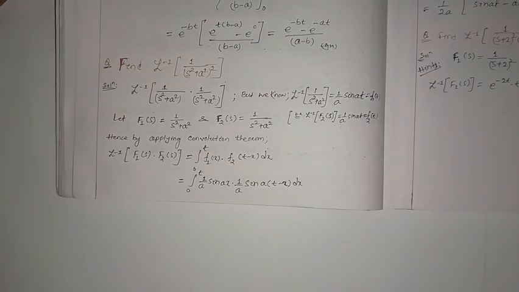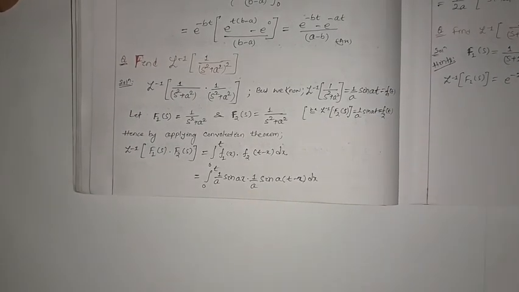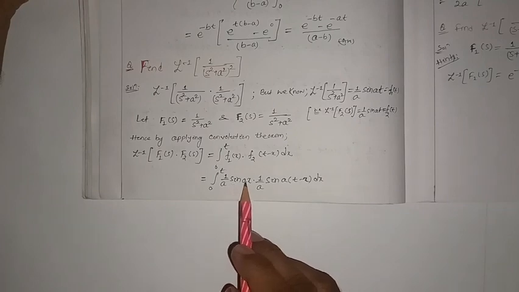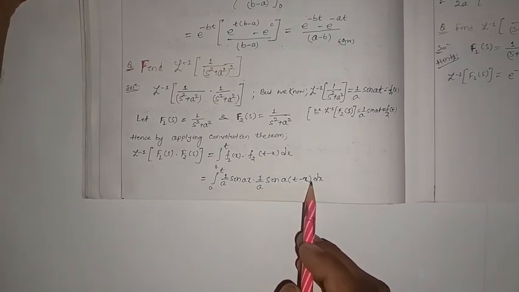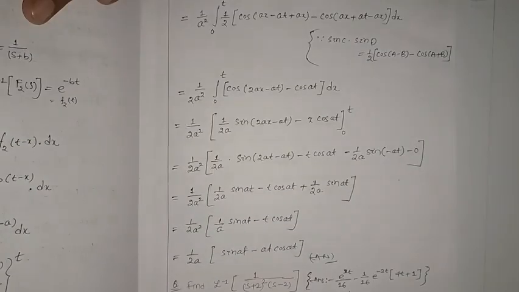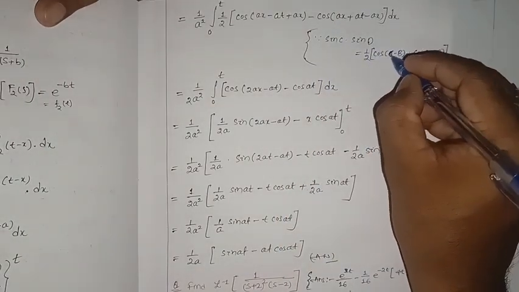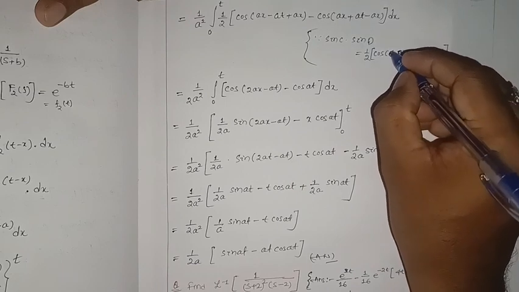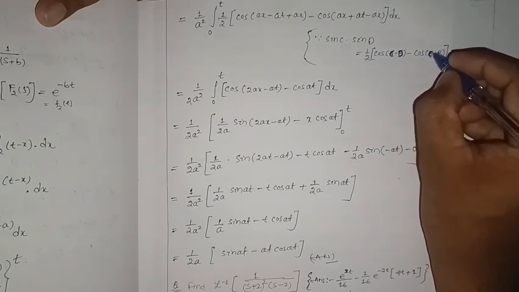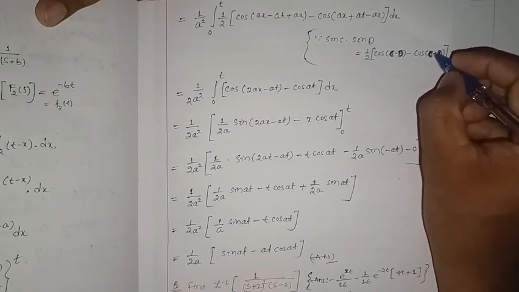Now we are going to go for further simplification. Here you can see 1 by a squared can be taken outside. Then sin ax into sin a(t minus x). That means it is in the form of sin C into sin D. We know that sin C into sin D is nothing but, sorry, this is C, okay, 1 by 2 of cos(C minus D) minus cos(C plus D). We know this is the basic formula.